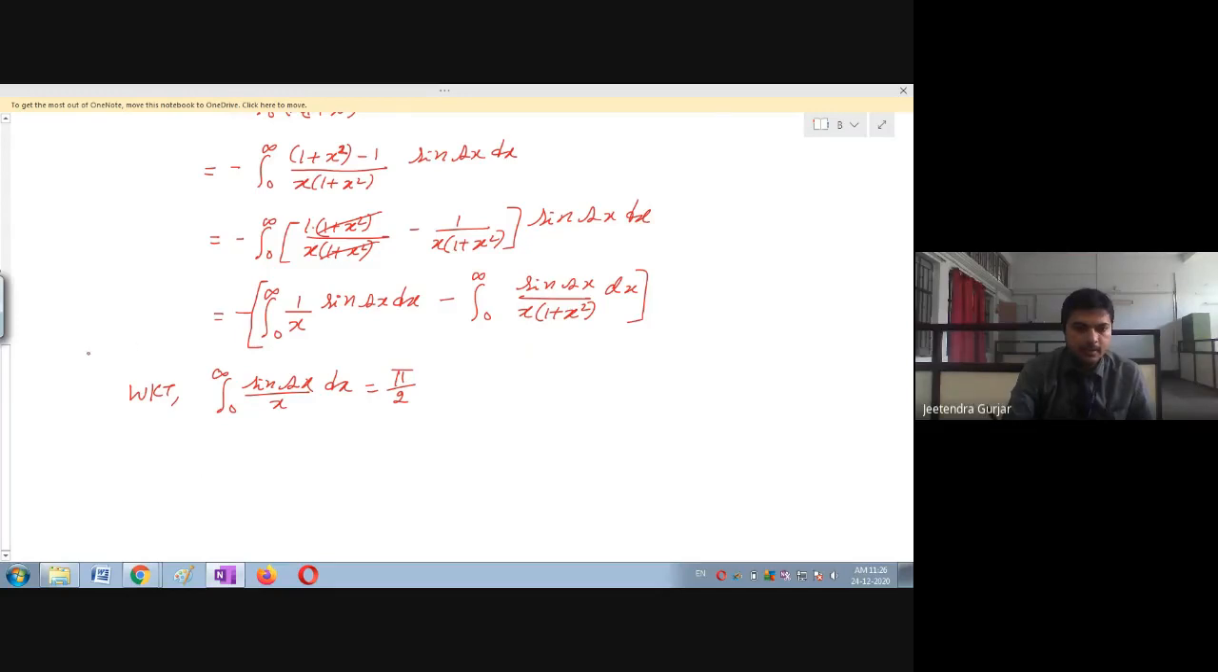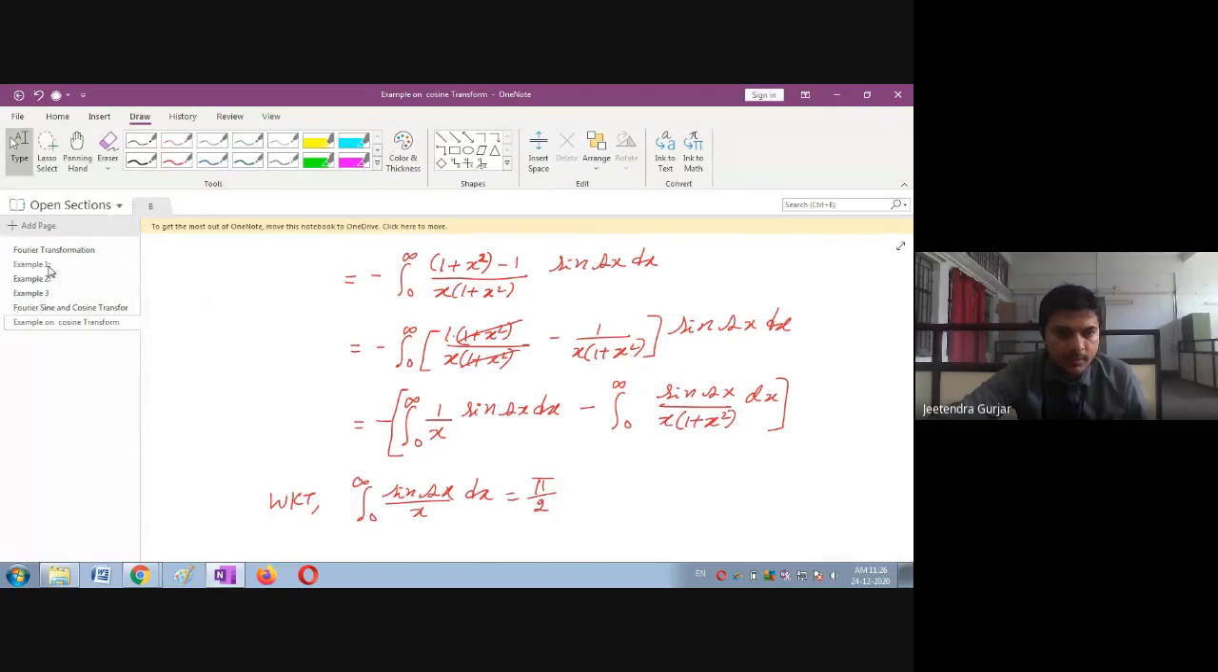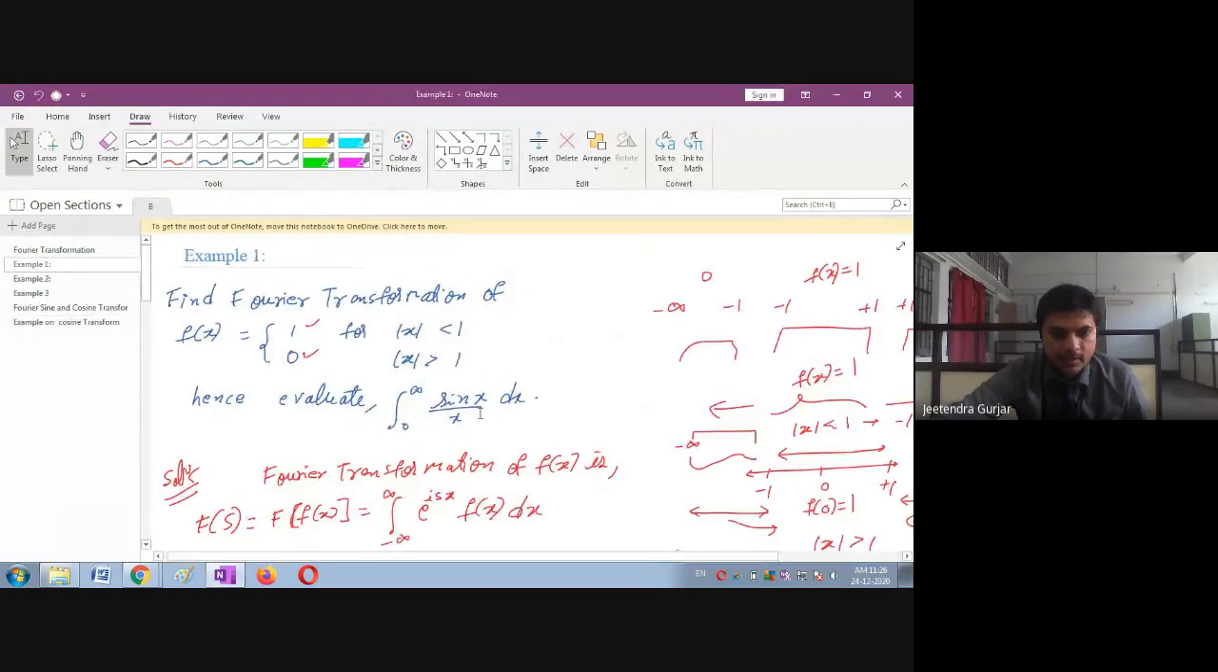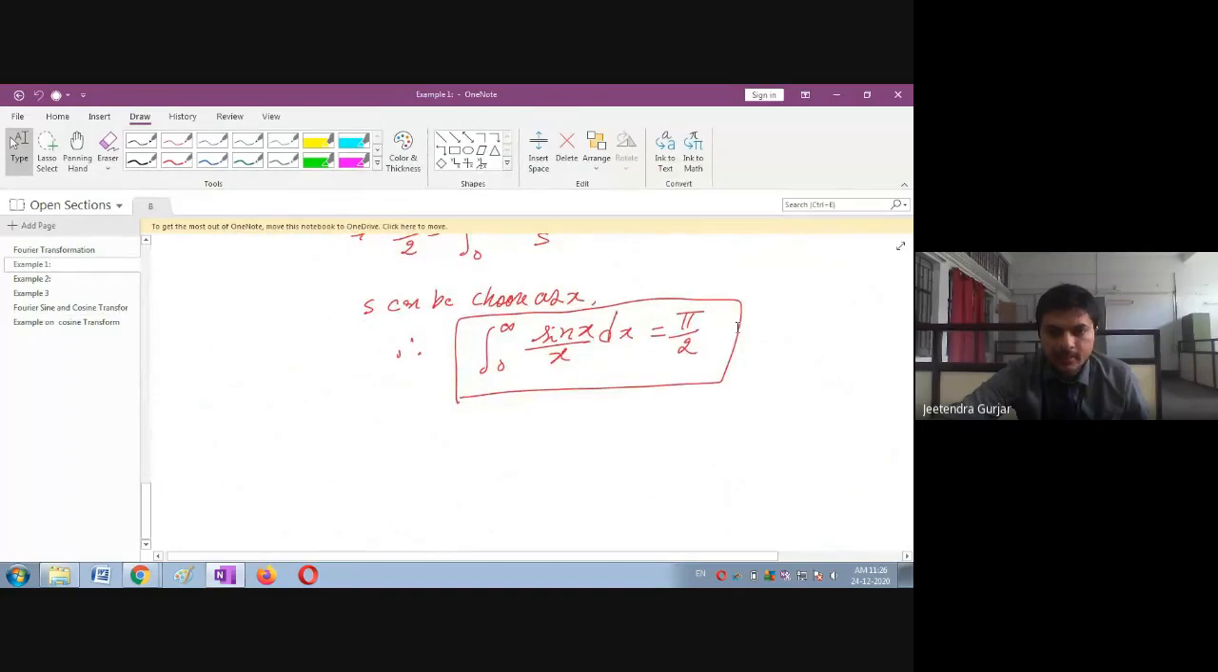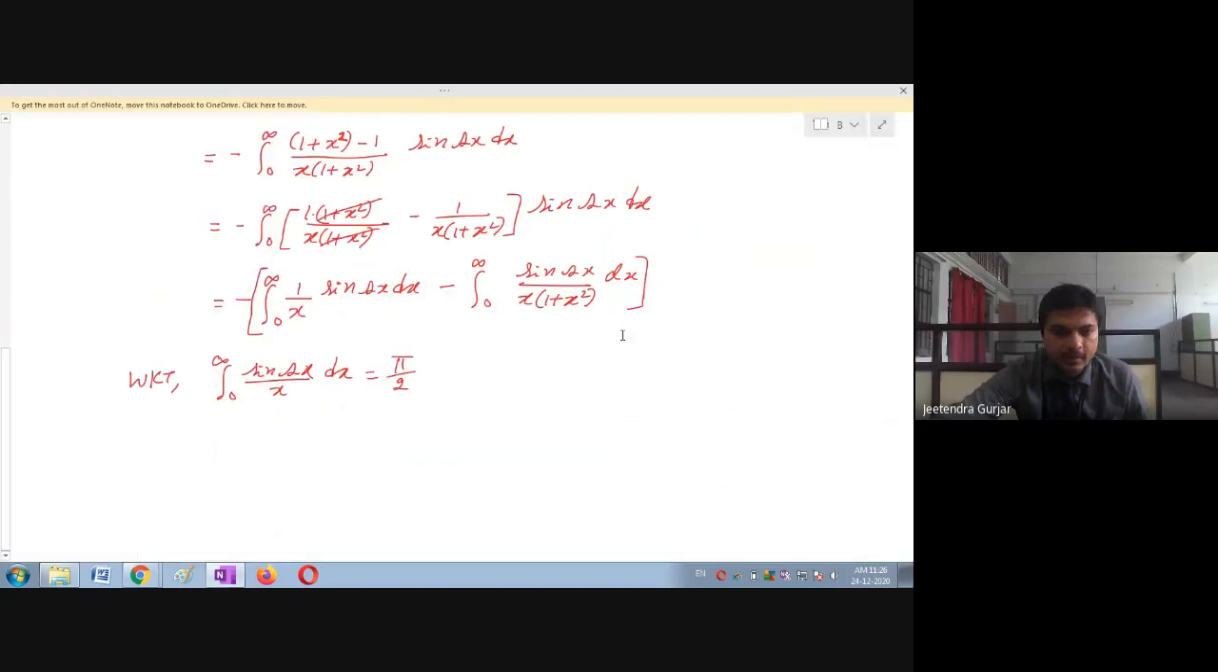Therefore, I will continue this step here. Yes, I think you remember first example, I think we have solved this. Integration 0 to infinity sin x upon x, I think we have calculated this as pi by 2. This is our first example. Please remember. So from that we'll get here pi by 2. So therefore I will continue this. This is equal to minus, I will multiply inside. So this will become minus pi by 2. Minus into minus will become plus.